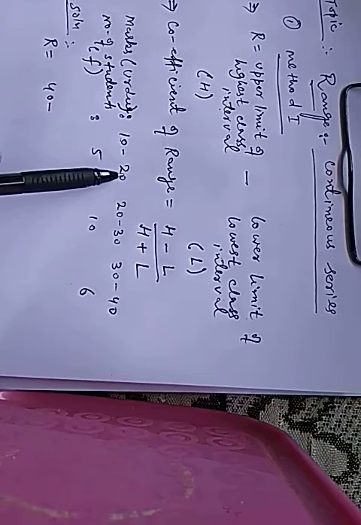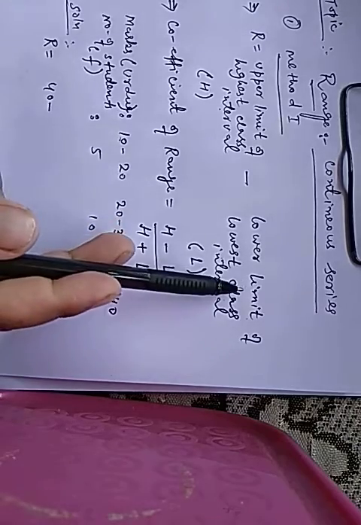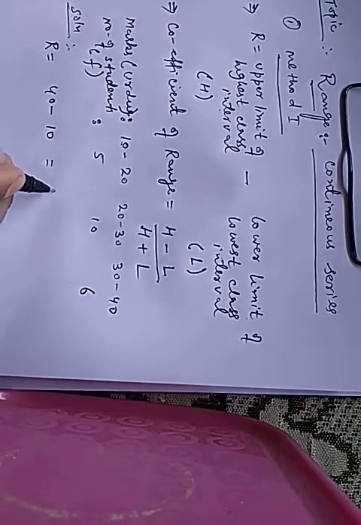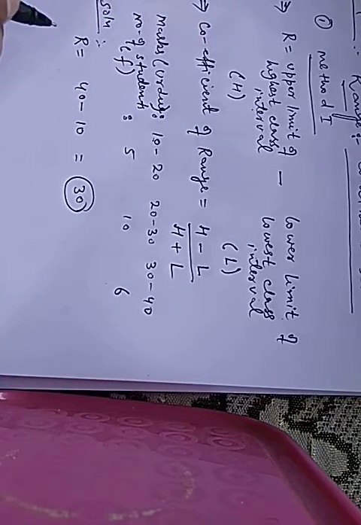Among these three class intervals, the lowest class interval is 10 to 20, its upper limit is 20, and we have to write the lower limit of the lowest class interval, which is equal to 10, and it will be equal to 30. The range will be equal to 30.